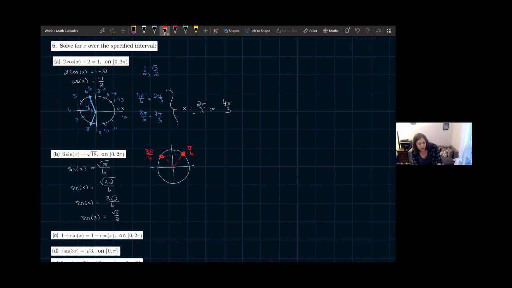I did that a bit quickly, but again, you can get it by counting around the circle. So on the region from 0 to 2 pi, that's one regular full turn around the circle. There's 2 spots where y would be equal to root 2 over 2. Those are the answers we're looking for. So x can equal pi over 4 or 3 pi over 4 to make this equation true.